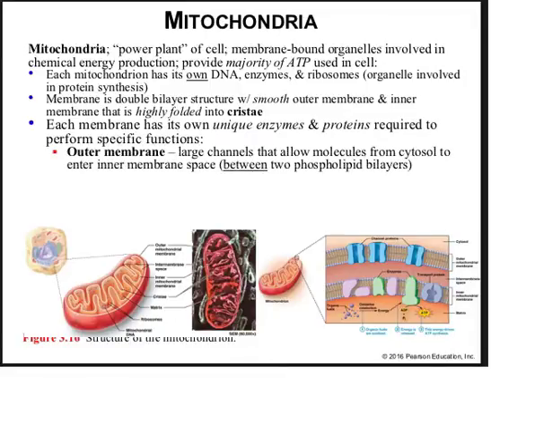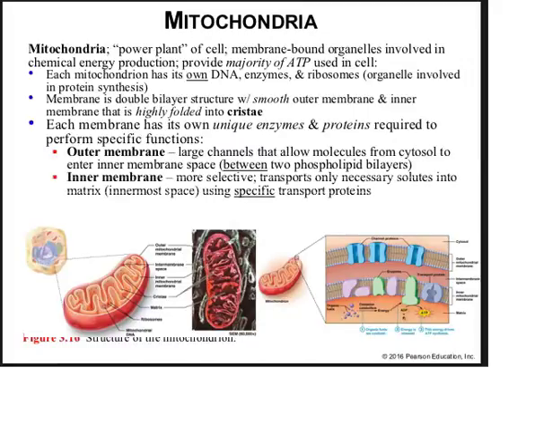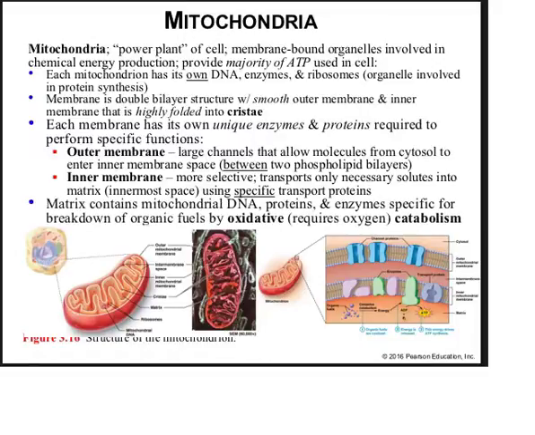The outer membrane contains large channels that allow molecules from the cytosol to enter the inner membrane space between the two phospholipid bilayers, while the inner membrane is selective and transports only necessary solutes into the matrix using specific transport proteins. The matrix contains proteins and enzymes specific for the breakdown of organic fuels by oxidative catabolism, and also contains the DNA of the mitochondria and the ribosomes of the mitochondria.